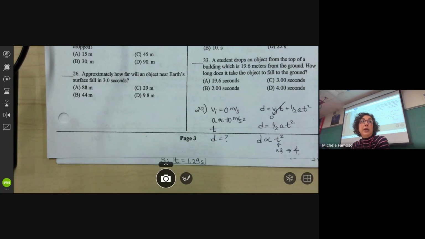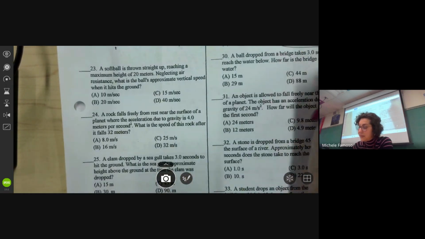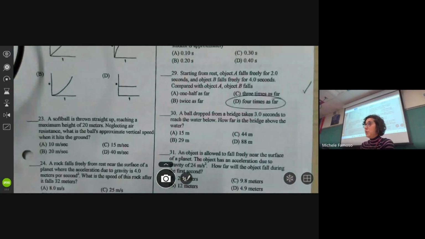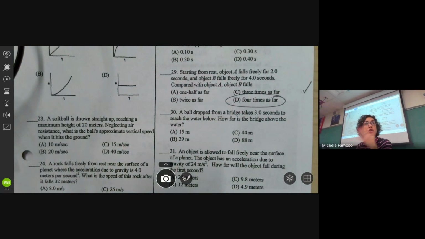Now you could calculate it if you want. Calculate the distance fallen in 2 seconds and compare it to the distance fallen in 4 seconds, and you'll find it's 4 times larger. 4 times larger, choice D. That is a quadratic relationship. So when you have a quadratic relationship, if you double something, the final answer gets 4 times bigger. 2 squared is 4. You have to square the factor.